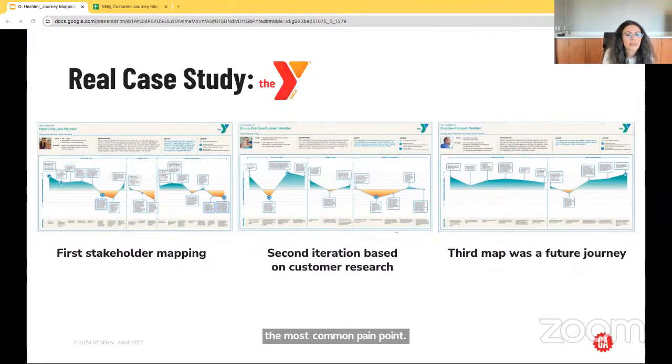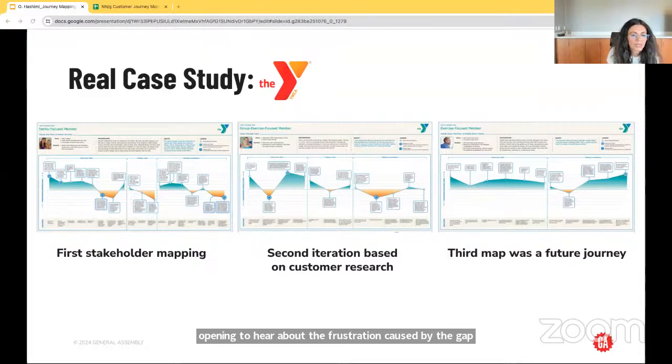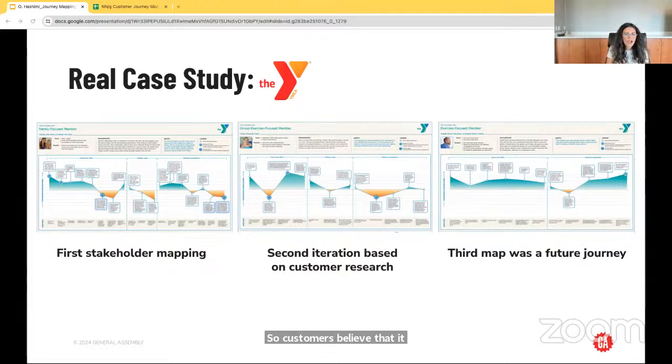Here's a quote from an actual user. "It was really eye-opening to hear about the frustration caused by the gap between expectation and reality." So customers believed that it had the potential and didn't really know what to expect. As a result, they came up with their own ideas about what it would include. Then they came away disappointed when it actually didn't.